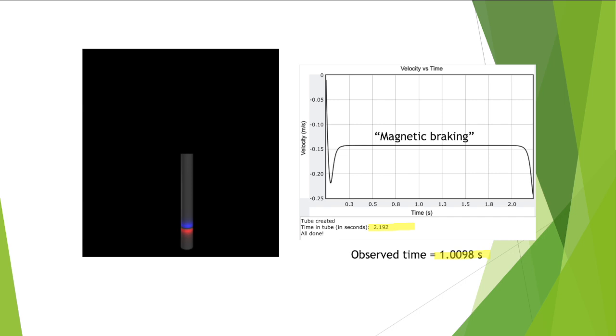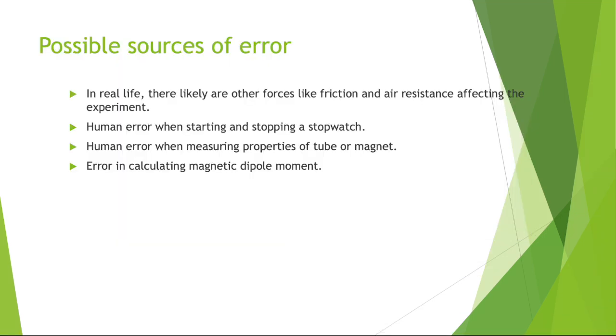They're quite different, and this can be due to various sources of error. One possible source of error is the fact that in real life there are likely other forces like friction and air resistance that are not negligible and affect the experiment. Also, there may have been errors when starting and stopping a stopwatch, measuring properties of the tube or the magnet, and calculating the magnetic dipole moment.